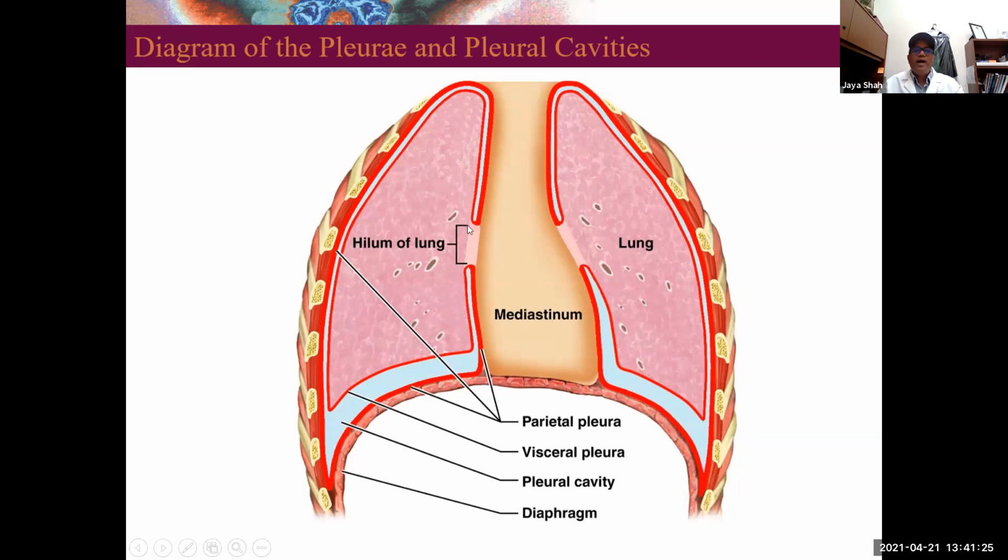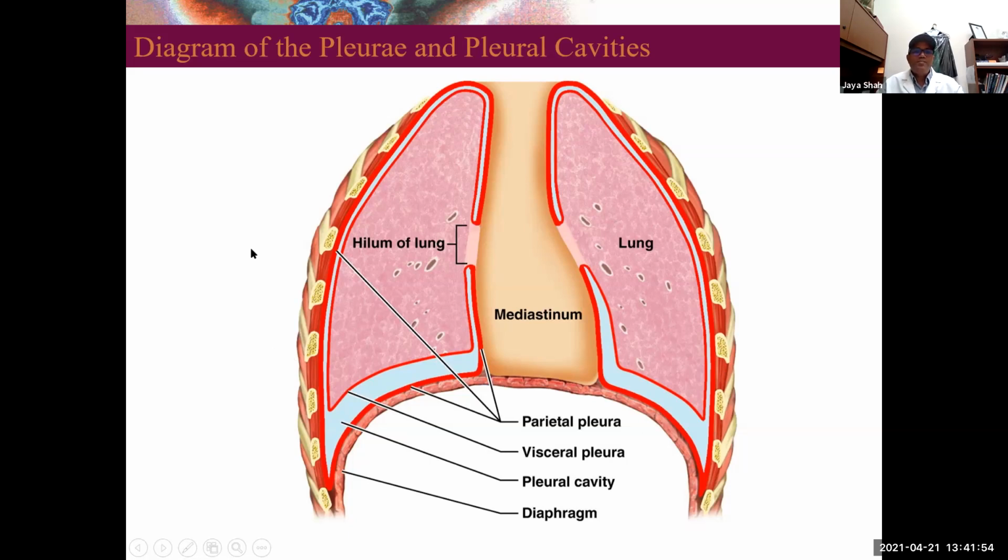And then it flaps back, makes a small space, and then it attaches to the wall of the thoracic cavity. In doing so, there is a space, a potential space, and that is called the pleural cavity. You can see the parietal pleura is attached to the diaphragm. This parietal pleura is also indirectly attached to the pericardium, on both sides.